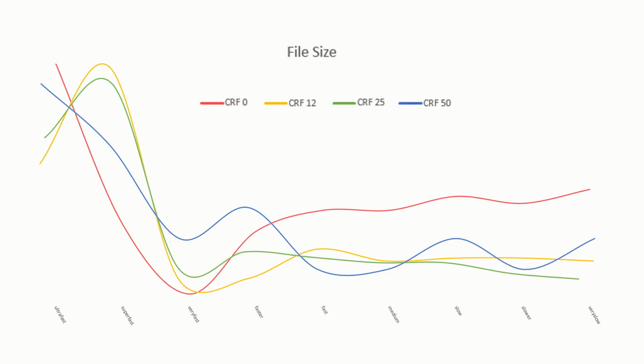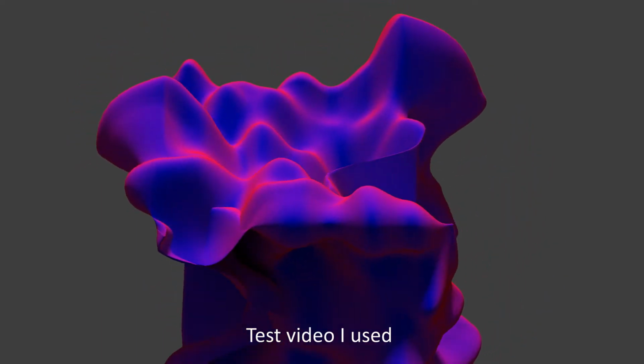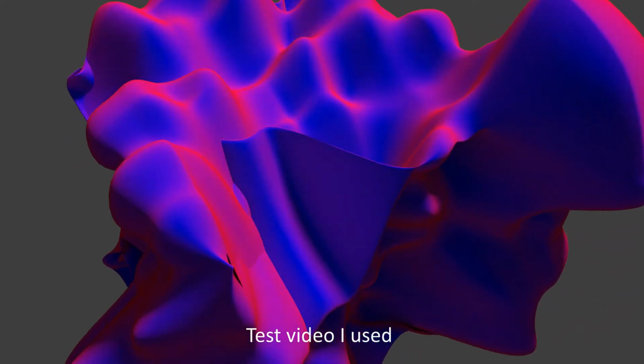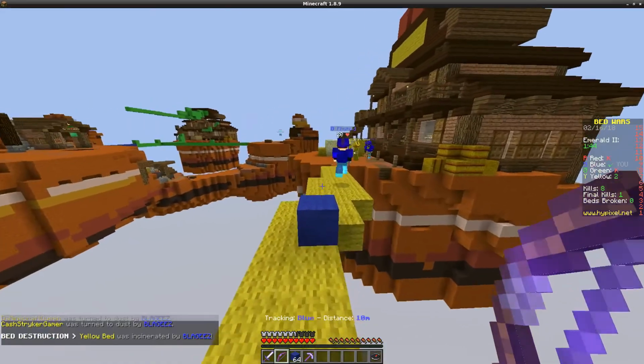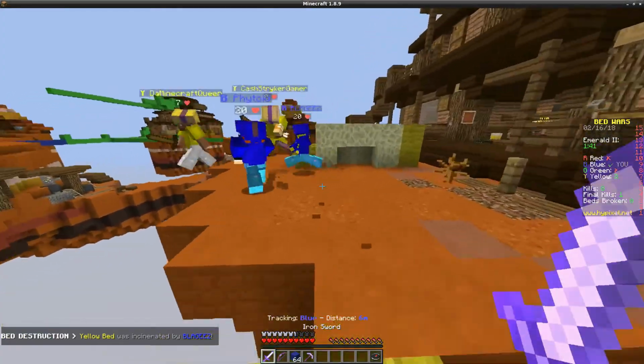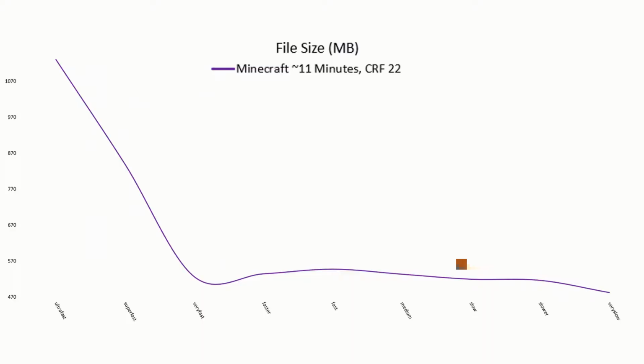The higher CRF values made drastically smaller files, but I adjusted the scales so all the lines look about the same. Notice how they all have a dip on the very fast preset, and on some of them the slower presets are actually worse. The test video I used for that chart was only 10 seconds long, so I also ran through the presets on an 11-minute video of me playing Minecraft with some friends. The results are similar. File size sharply decreases down to very fast, then goes up a bit, and is about the same as very fast at slow.